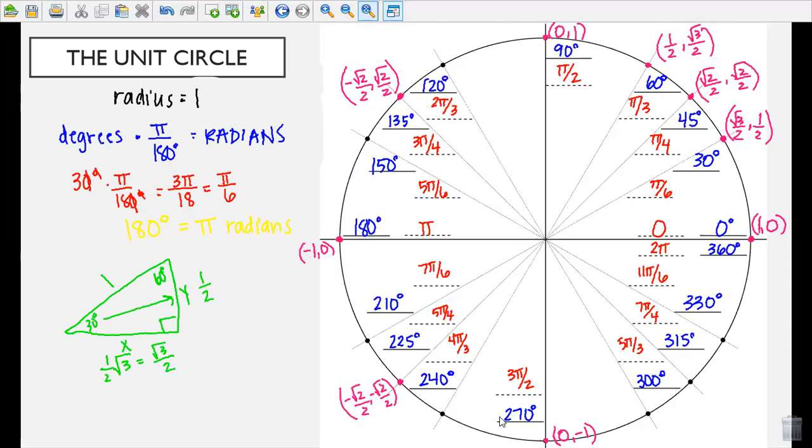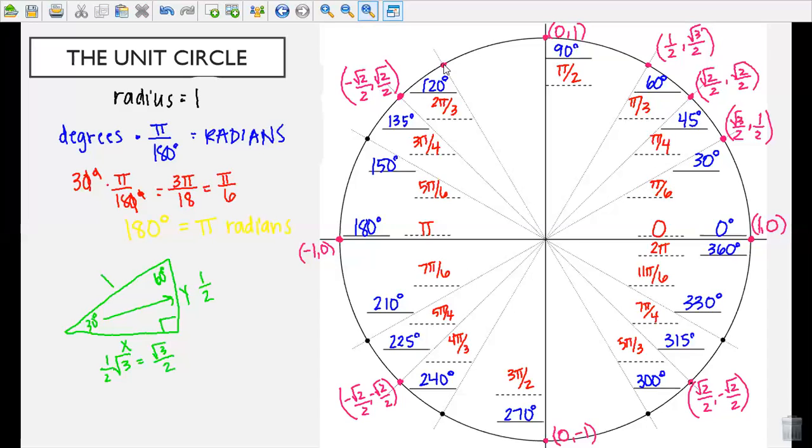So both of them are negative. And then in quadrant 4, I'm in the positive x's on the right side for the x's, but on the bottom for the y's. So that means I have a positive √2 over 2 and then a negative √2 over 2.